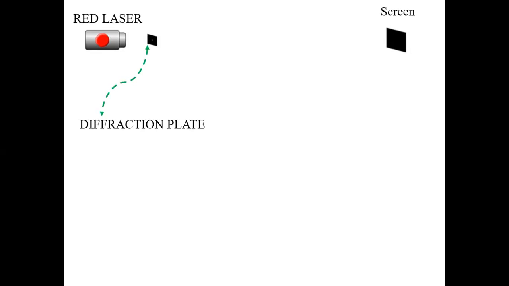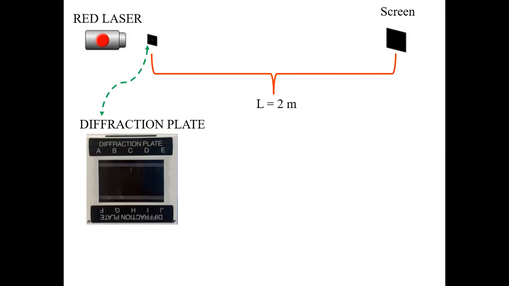So in the lab, you will be given three items: a red laser, the diffraction plate, and a screen. The screen and the diffraction plate are located about 2 meters apart. So the distance from the slit to the screen will be 2 meters. And what is a diffraction plate? It will be something like this one.